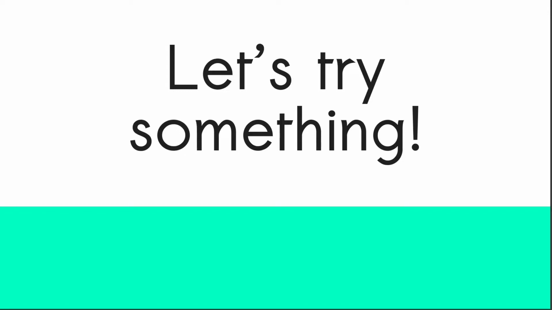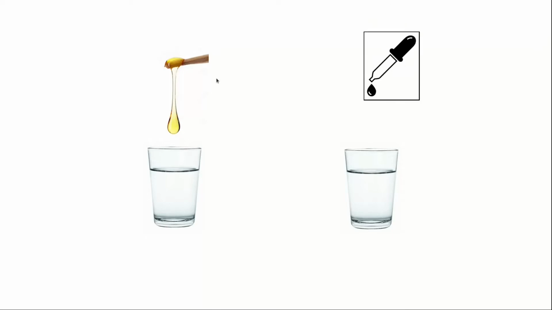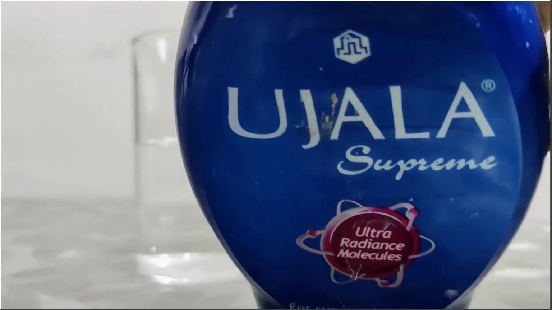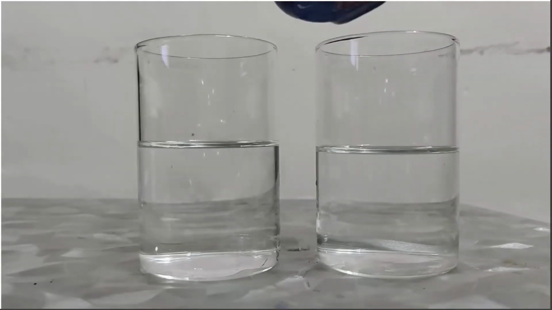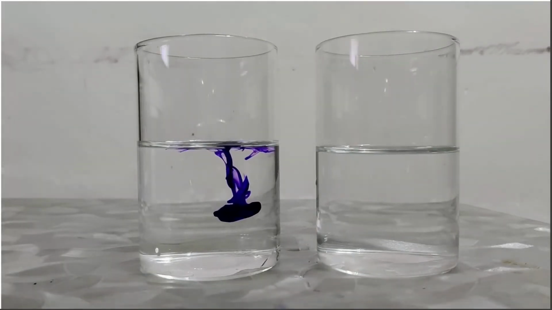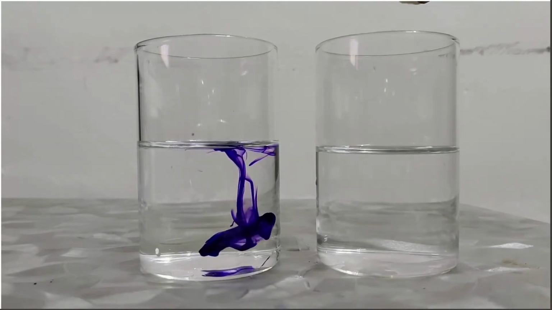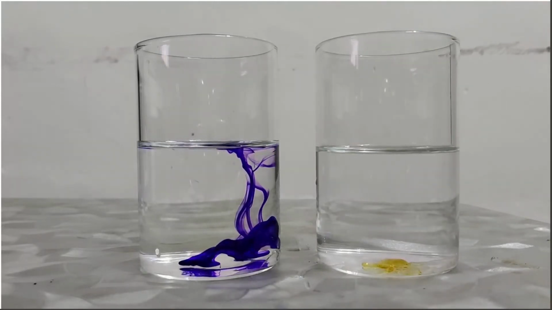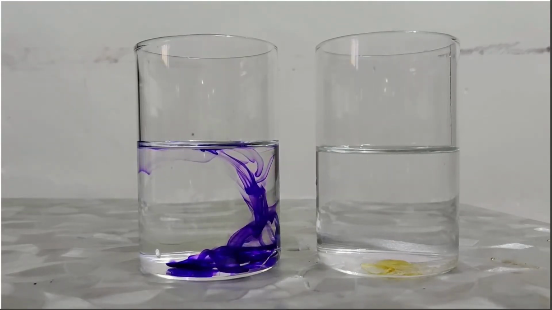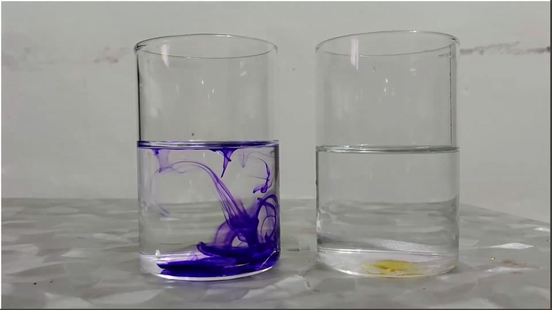For the next experiment, we would need 2 glasses of water, some honey and ink. So again we have 2 glasses of water here. I'll add ink or food coloring to the glass on the left and to the glass on the right I'll add honey or shampoo or any thick syrup that you might find in your house. Now do not mix these solutions and leave them undisturbed for some time.